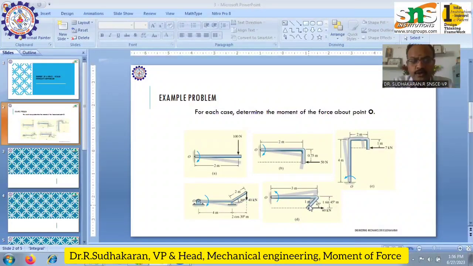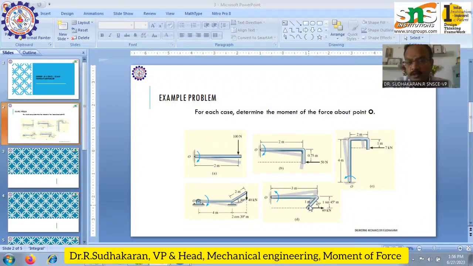Good afternoon, dear students. Today we are going to see for each case how to determine the moment of force about a particular point. So if we take the first figure, case A, it is a simply supported beam, fixed at one end. At the other end, a force of 100 Newton is going to act. You want to determine the moment of this 100 Newton force about the point O.